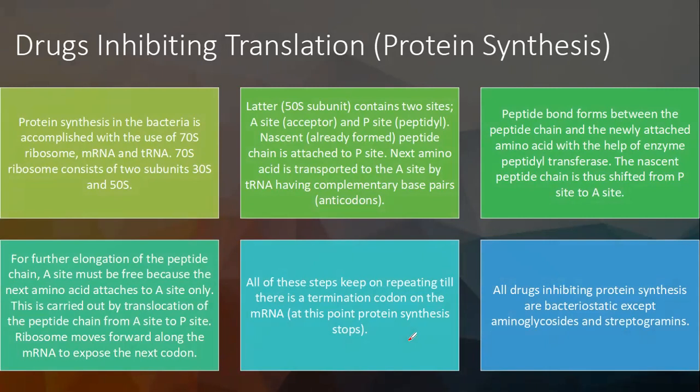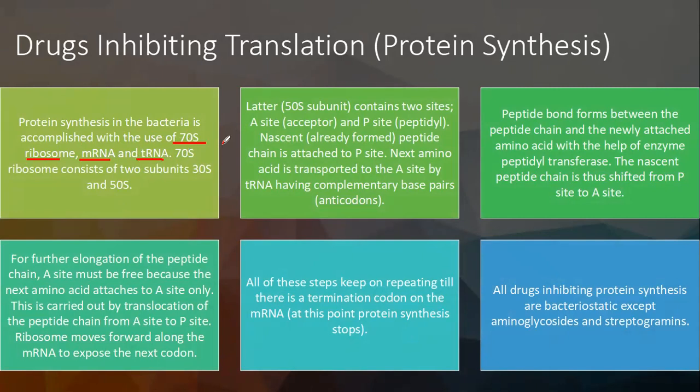Now, drugs which inhibit translation or protein synthesis. Now, let's have a recap of how protein synthesis occurs. In fact, I have a very good video on translation on this YouTube channel of mine. You should take your time and maybe watch it. Now, protein synthesis in the bacteria is usually accomplished by the use of a 70S ribosome. You also need a messenger RNA and a transfer RNA.